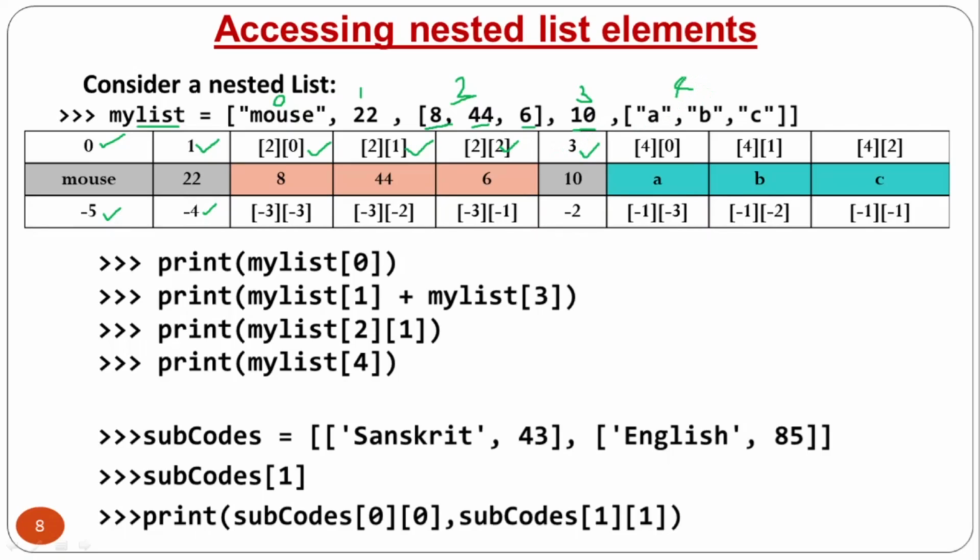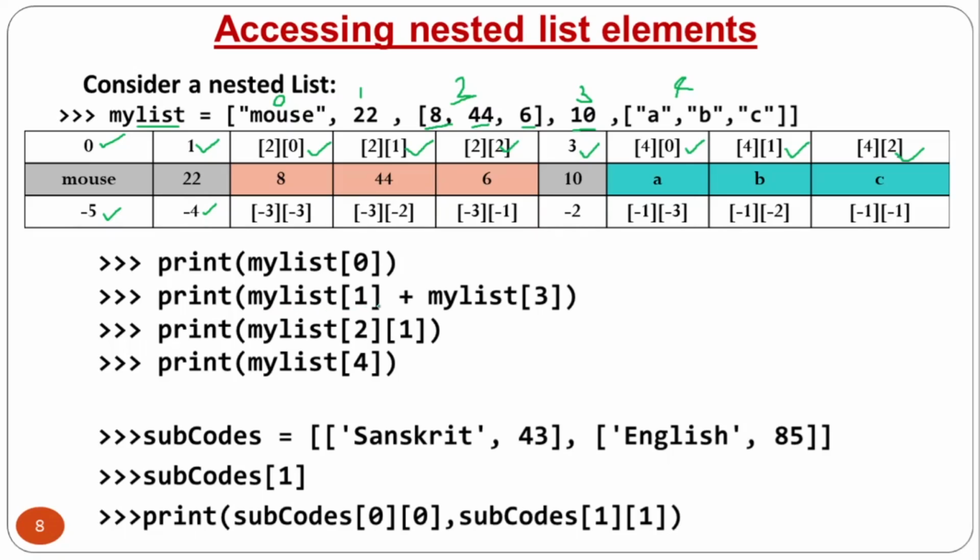The fourth element, the element at the fourth index, is a list. The indexes will be 4,0, 4,1 and 4,2. Here I have given some statements. Print my_list[0]. My_list[0] is mouse. So the output will be mouse for this statement.